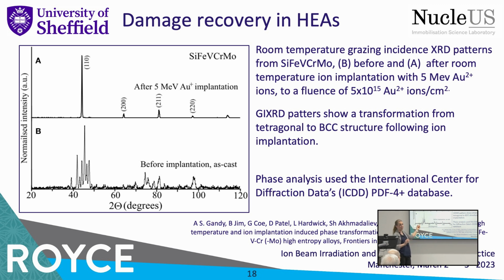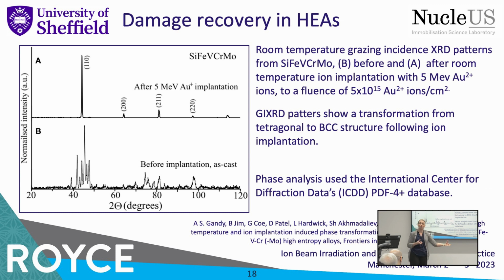This is actually single phase. And if I look in this paper, you can see all these peaks have been indexed. But it's a tetragonal phase, so it's a complicated, quite brittle intermetallic phase. What we found after implantation, however, using grazing incidence XRD, that just in that implanted region, it transformed into nice single BCC phase.